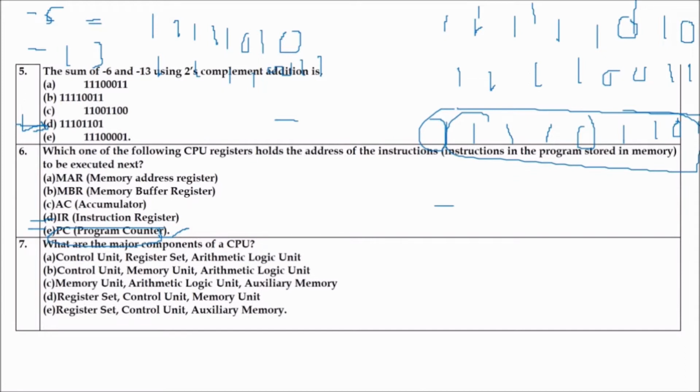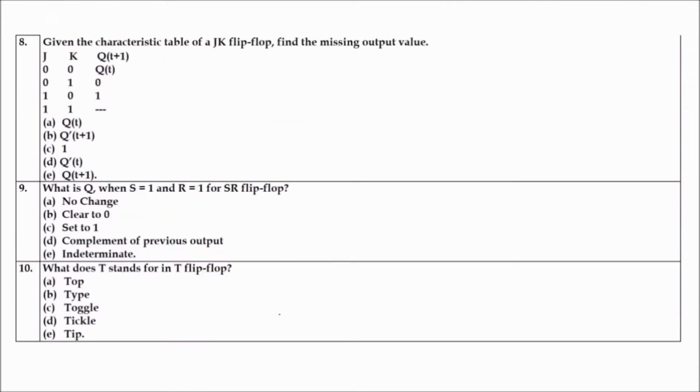Next is, what are the major components of CPU? Can you answer this? This is very intuitive, and you should answer this. The answer here is A, control unit, register unit, ALU. So ALU, arithmetic logical unit, control unit, and register unit.